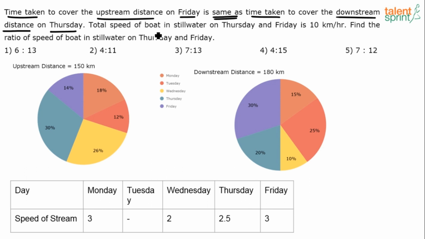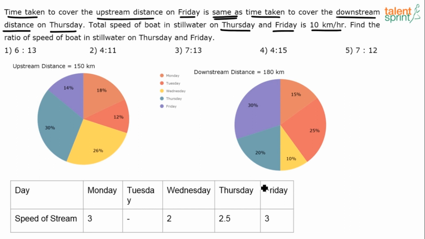The total speed of the boat in still water on Thursday and Friday is 10 kilometers per hour. Now you know that there is also a boat involved here, right? The speed of the boat in still water on Thursday and Friday adds up to 10 kilometers per hour. So again, the point that we need to understand here is the speed of the boat is not the same every day. Speed of the stream is different.